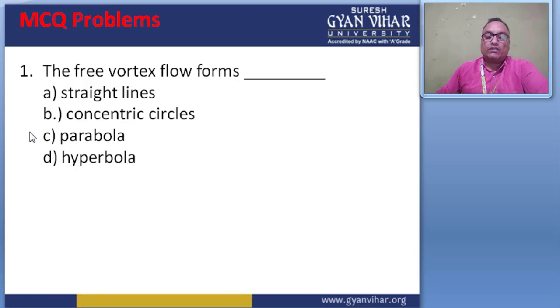No, this is not C. This is the parabola. This is the shape of the free surface, but it always forms the concentric circle. So B is the correct answer for this question. Then now move to the next question.